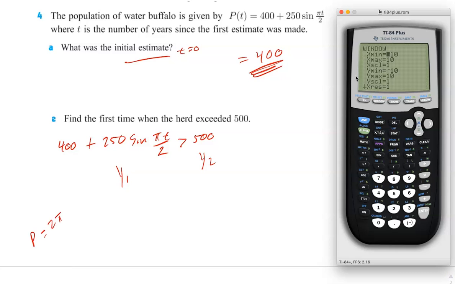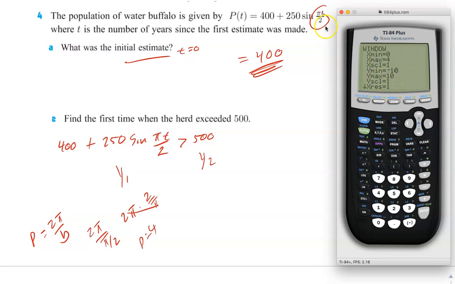The period is 2 pi over b. My b is pi over 2. So 2 pi over pi over 2, which is 2 pi times the reciprocal. So 4. So maybe I just want to go to 4 as my max. I'll start at 0 and go to 4. Why am I starting at 0? Because we're talking about time in years, so negative years generally doesn't make sense. So 0 to 4 is pretty good, because that'll give me one rotation, one period.